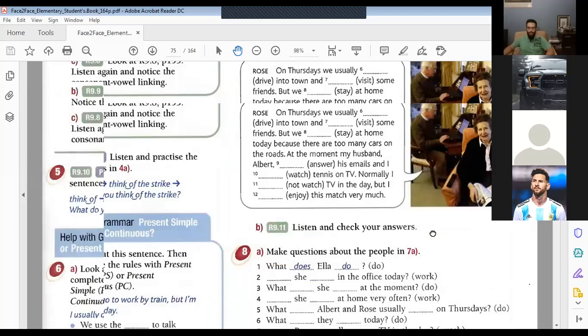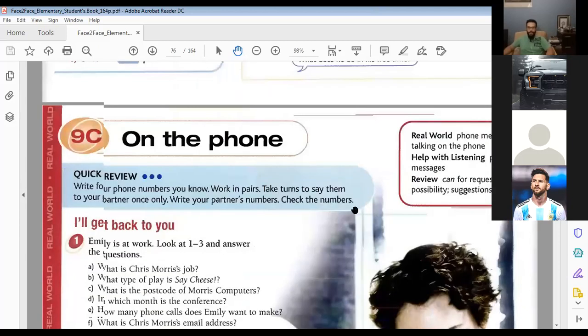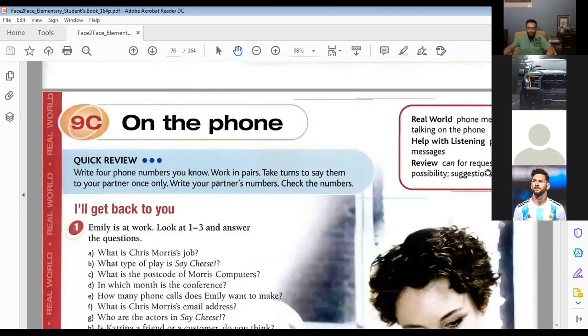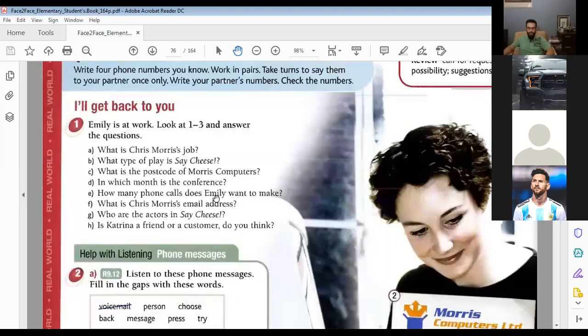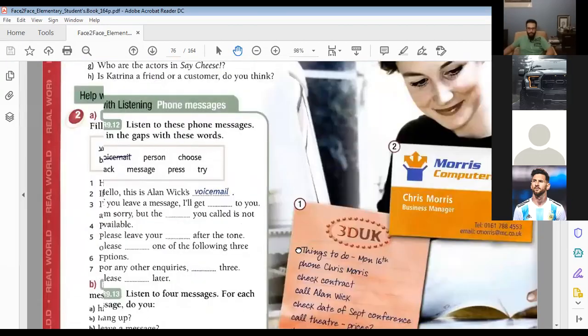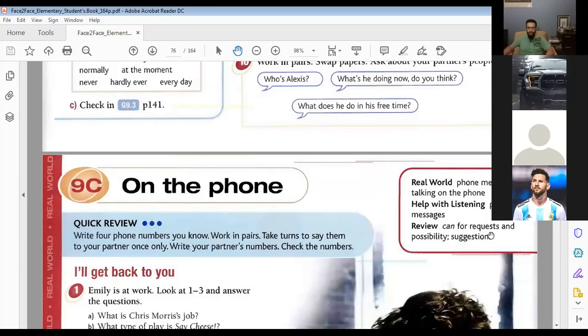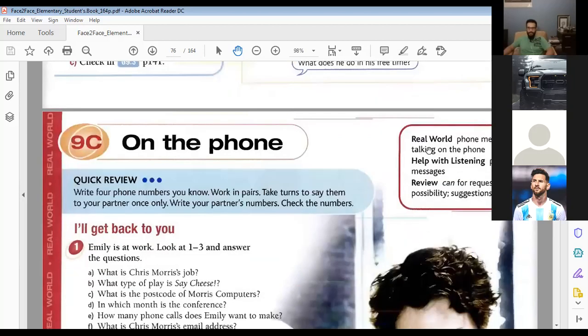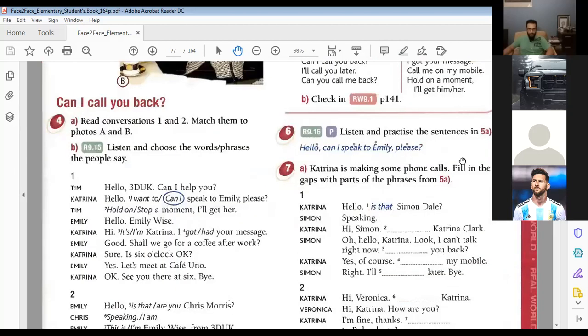Okay, so we're finished today. Let me check what we have in our next lesson. In our next lesson, we will talk a little bit about phone messages and how to talk on the phone, the kind of language people use on the phone. We will also talk about can for requests and possibility. That's a kind of revision.